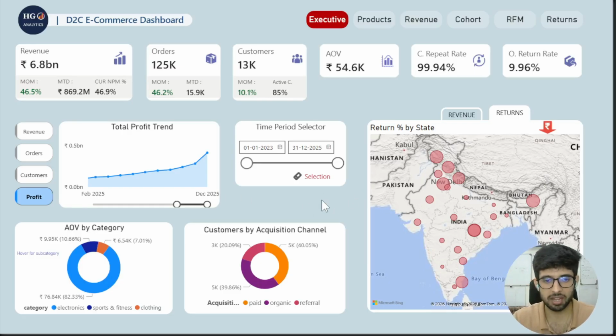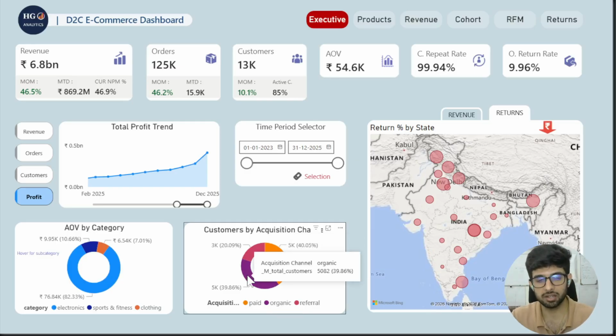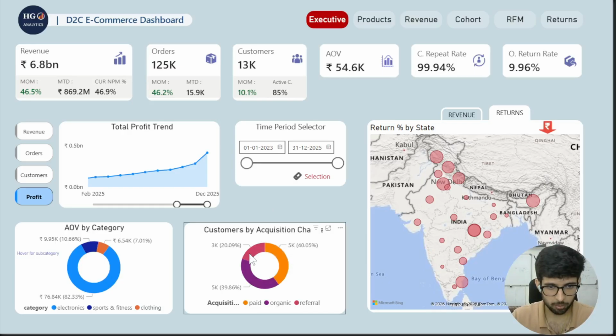Next, we have customer by acquisition channel. So for a healthy business, you can see the problem here is the paid is too high, it's 40%. For a healthy business, the organic and referral should be really high, but you can see the problems there. So we can take this to the concerning departments and work there.